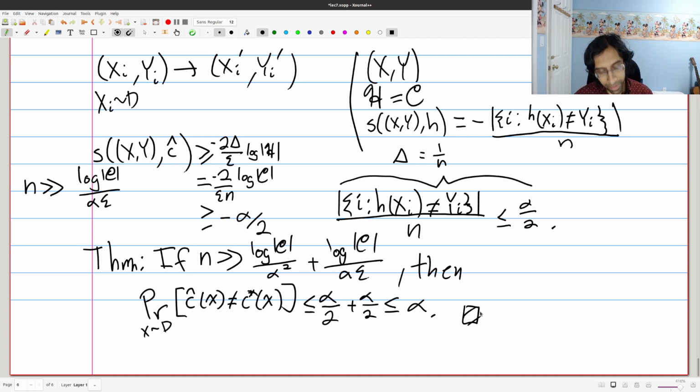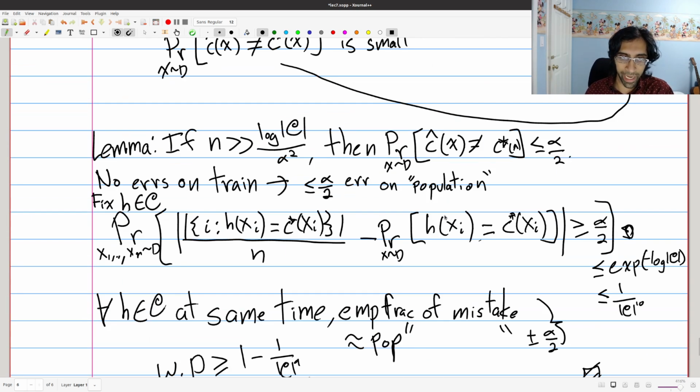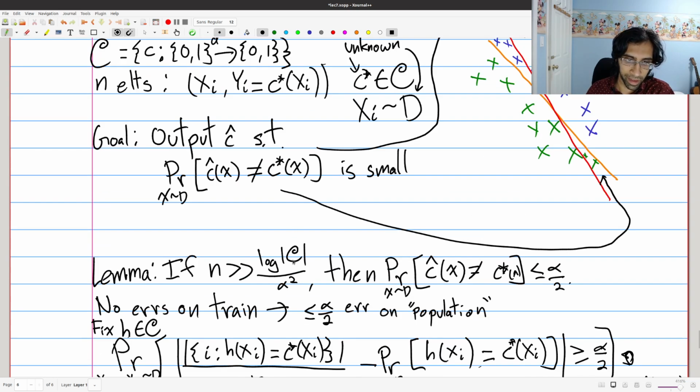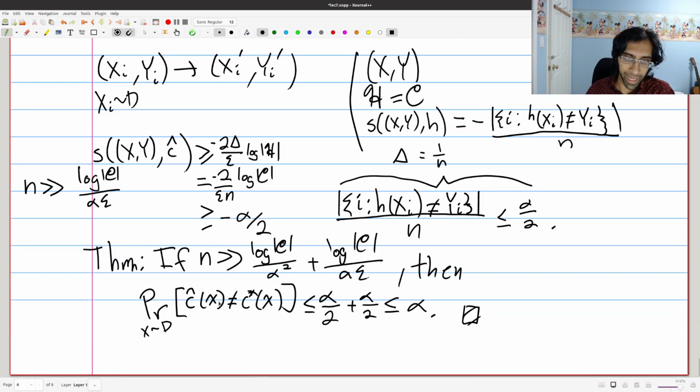So let's take a step back and reflect here. What did we really do here? We started by looking at a non-private algorithm for doing PAC learning, and we saw that we only needed a logarithmic number of samples, logarithmic in the size of the class. And this shows us that if we want to get both privacy and accuracy, we still only need logarithmic in the size of the concept class C.